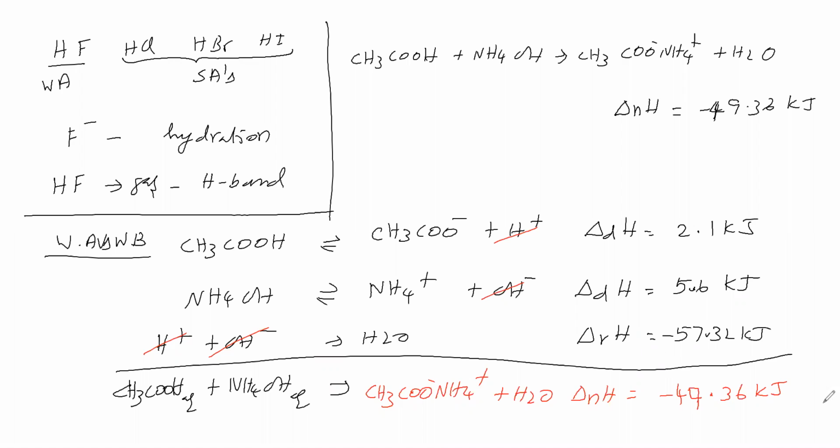So, this is about enthalpy of neutralization. Next, we will go for enthalpy of transition. Enthalpy of transition means 1 mole of one allotropic form is converted into another allotropic form, and the amount of heat involved is called the enthalpy of transition.